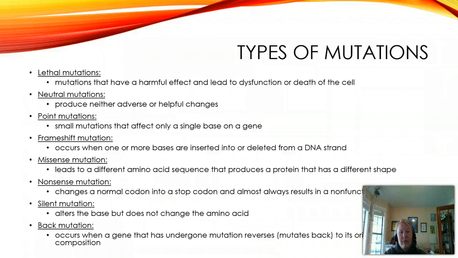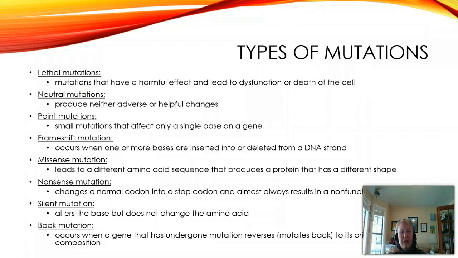So let's talk about different types of mutations within these. We have lethal and neutral, which then can be a point or a frame shift mutation. And then we have these types of mutations that occur within these groups, and they can be in one or both. A missense mutation causes a different amino acid sequence that produces a different shape. Remember, amino acids have very specific structures, and if you replace one of them with something completely different, the protein is going to completely misfold.